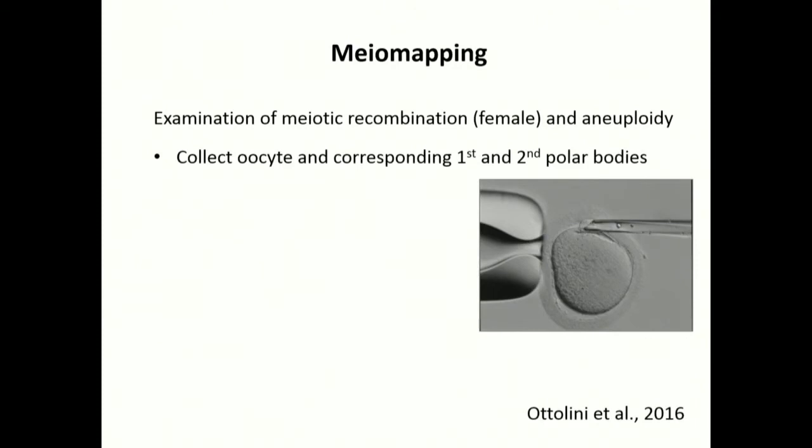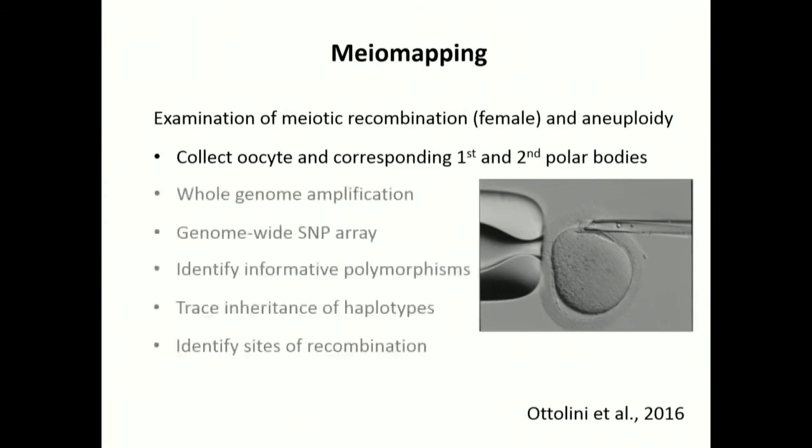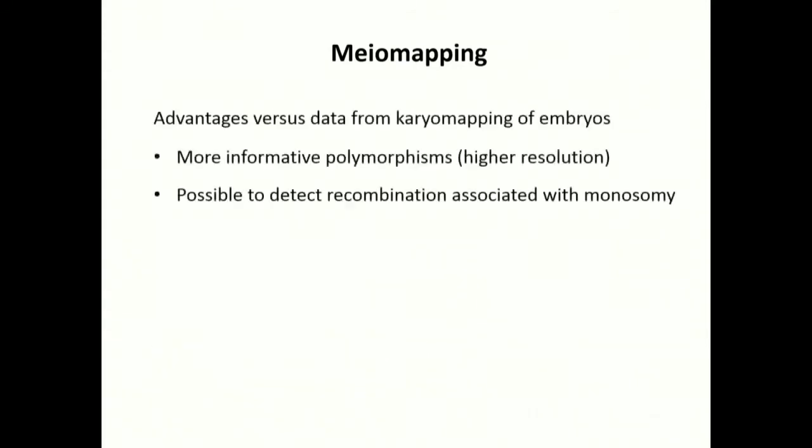Rather than looking at the embryo, you're looking at the 3 components of female meiosis: the egg itself and the 2 polar bodies produced during the first and second meiotic division. So you collect all of those, you do a whole genome amplification. It's usually multiple displacement amplification based. You're then going to use a genome-wide SNP array to identify informative polymorphisms, look at the inheritance of haplotypes through meiosis, and mostly focus on identifying sites of recombination.